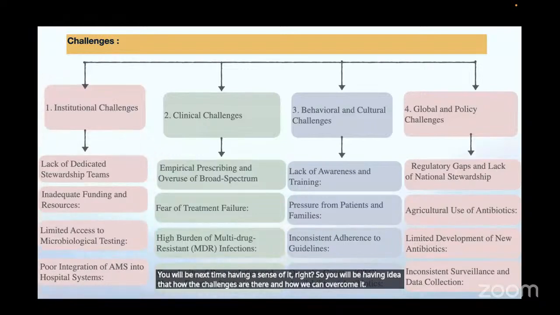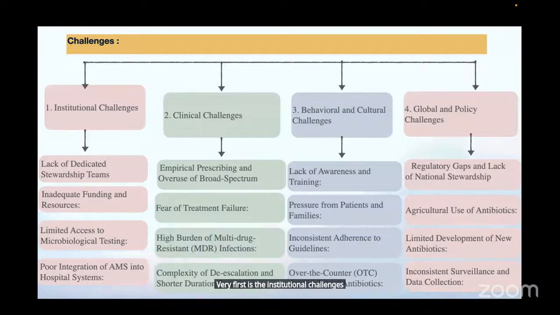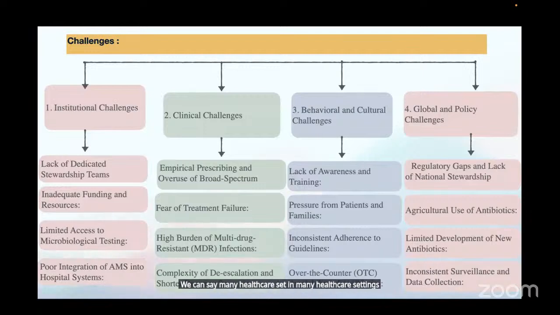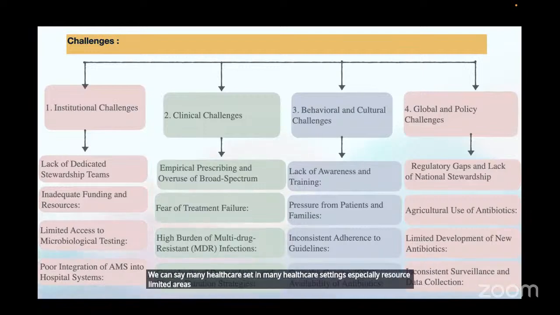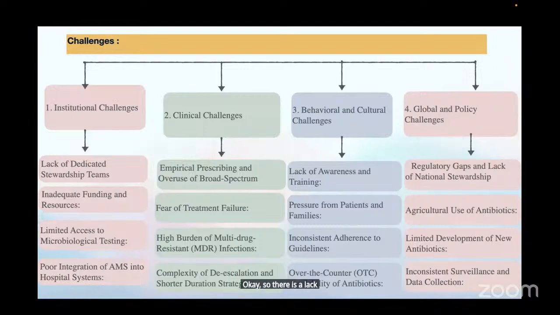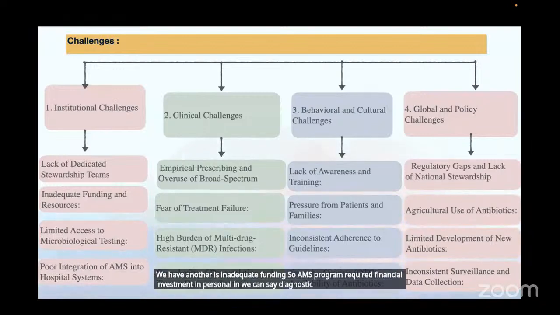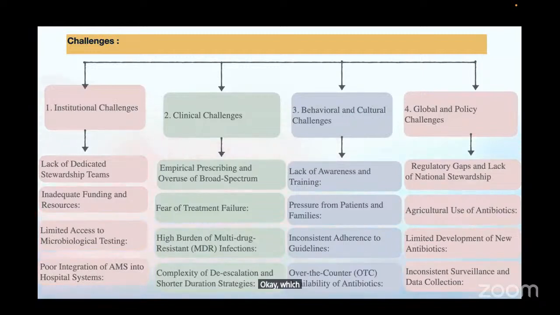The very first is the institutional challenges, basically a lack of a dedicated stewardship team. We can say many healthcare settings, especially resource-limited areas, are there. Okay, so that is a lack of a dedicated team. Lack of a formal AMS team consisting of an infectious disease specialist, microbiologist, and pharmacist. So that should be there. Another is inadequate funding. So AMS programs require financial investment in personnel, in, we can say, diagnostic tools, and in data management as well to maintain your electronic health records. Okay, which may not always be prioritized.